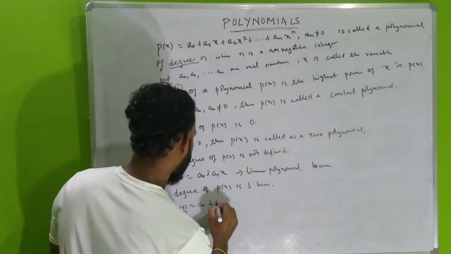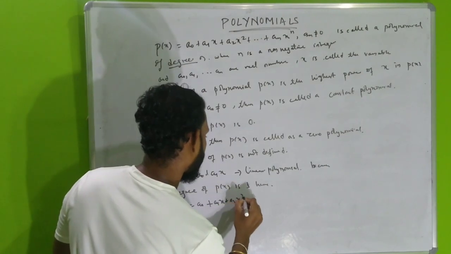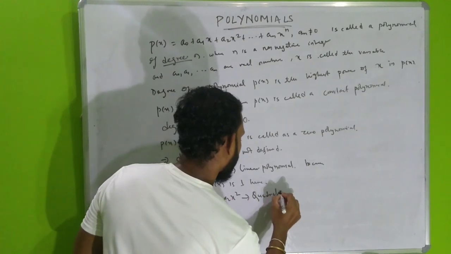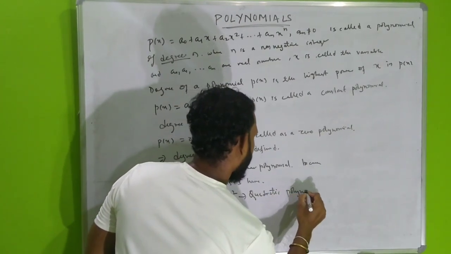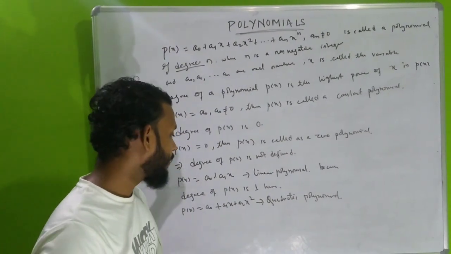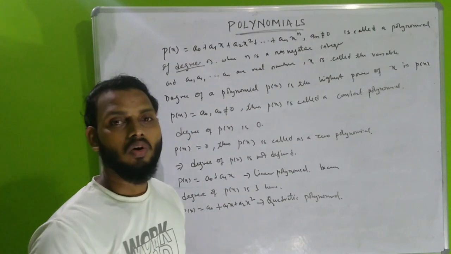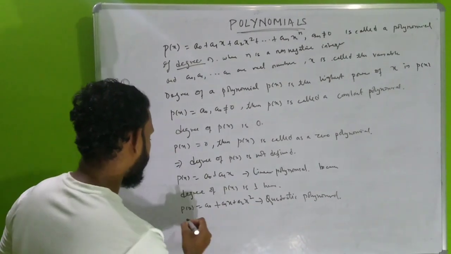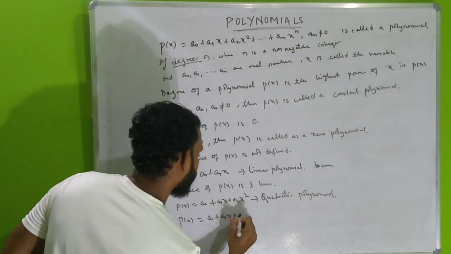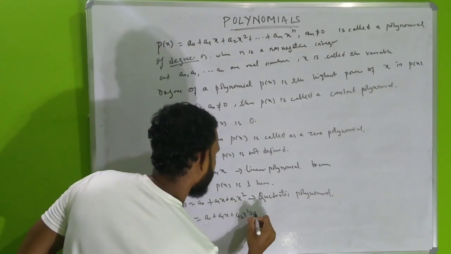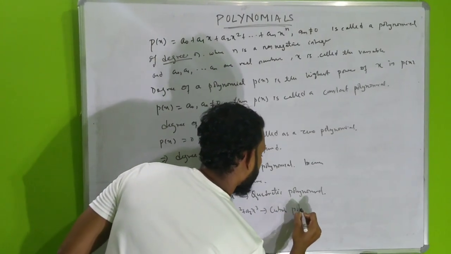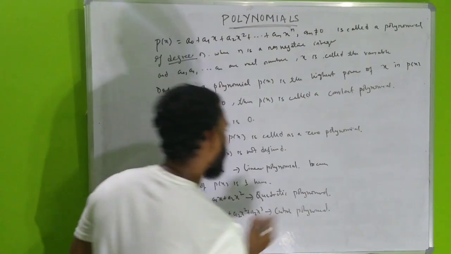Now p of x is equal to a naught plus a1x plus a2x square. This is called a quadratic polynomial. Any polynomial of degree 2 is called a quadratic polynomial. Similarly, any polynomial of degree 3 is called a cubic polynomial, and so on.